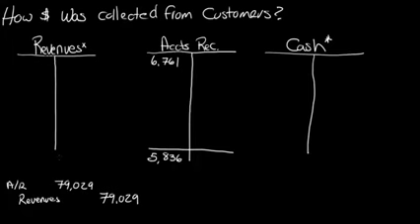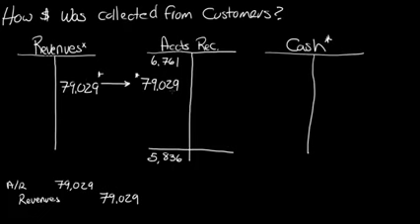Let me post this into my T accounts. The revenues are 79029, and the other piece goes here, 79029. And what you can see is we have a credit in our revenues and a debit in accounts receivable. So once we get our balance sheet account set up, then we can start to plug these numbers through.